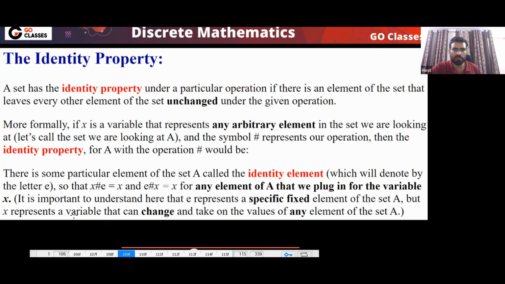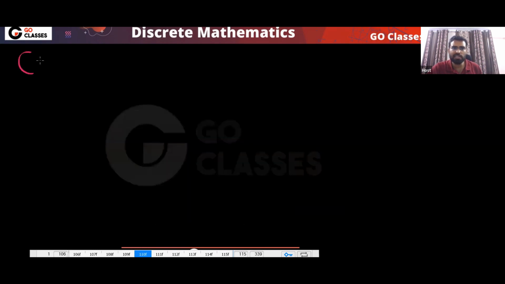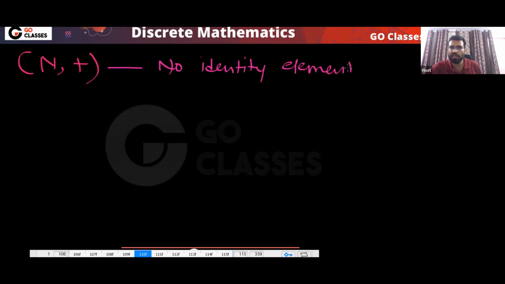Let's see an example. Tell me, in the set of natural numbers with addition, do we have an identity element? Is there any identity element? Can anyone give me a fixed element? So there is no identity element here, because this is the set of natural numbers. You can clearly see there is no identity element.